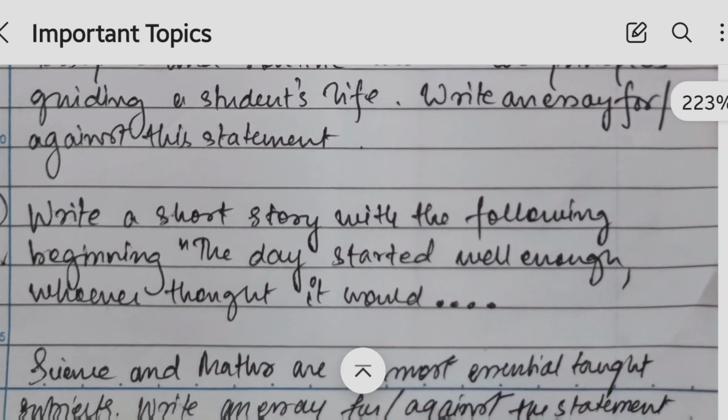Then coming to short story: write a short story with the following. This is from one of the papers, but I feel that if they can give these kinds of short stories, then they can give these kinds of short stories again. So write a short story with the following beginning: the day started well enough, whoever thought it would.